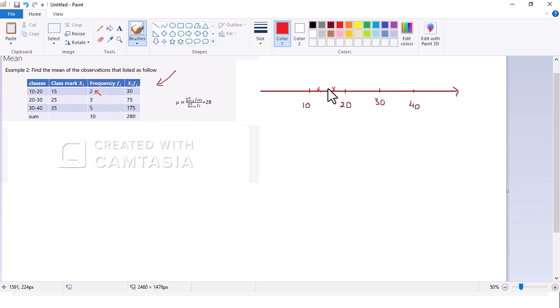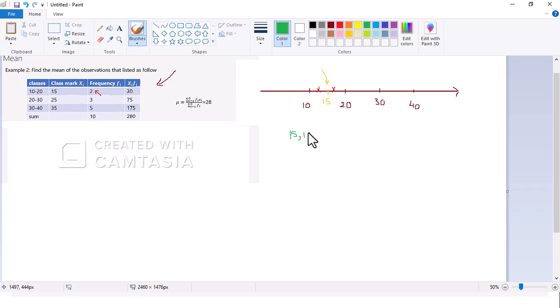But how can we consider two data over there? Instead of these two data, we just use the representing data, which is the class mark. If you remember, we consider the class mark of 10 and 20 as 15. So instead of guessing these two numbers whose locations we don't know, I assume that we have 15 two times over there.